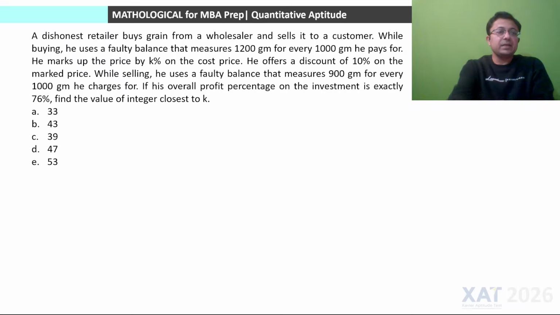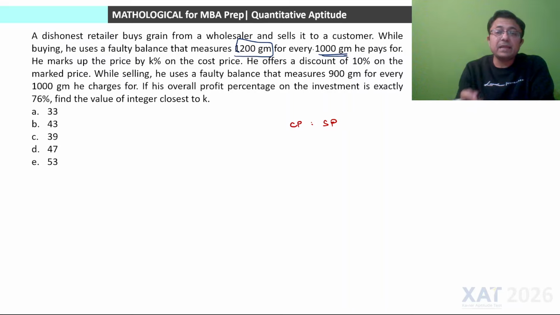तो क्या क्या गिवन है हमें, dishonest retailer है buys grains from a wholesaler and sells it to a customer. अगेन CP/SP का रेशियो पे क्या फर्क पड़ेगा, हर एक स्टेटमेंट से आइडेंटिफाई करते हैं. इफ यू सीन माई डिसऑनेस्ट सेलर वीडियो, तो आई एम एवरी टाइम यूजिंग द रेशियो मेथड. ठीक है, और यही सेम चीज फ्रैक्शन में भी लिख के कर सकते हो अगर चाहो तो CP/SP में क्या फर्क पड़ रहा है, वाइल बाइंग ही इज यूजिंग अ फॉल्टी बैलेंस दैट मेजर्स 1200 grams for every 1000 gram.